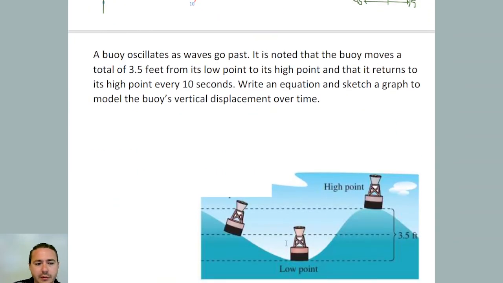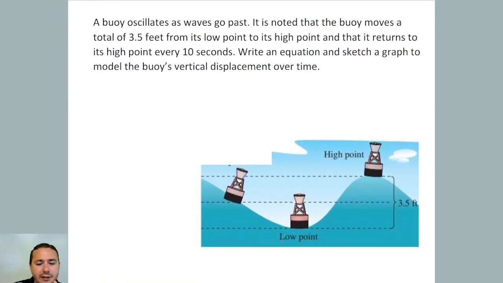All right, last one. We have a buoy that oscillates as waves go past. You can see that this is going to be modeled by a sinusoidal function. It says it is noted that the buoy moves a total of 3.5 feet from its low point to its high point. Okay, so the amplitude here is going to be half that. So we're going to call this 0, and we're going to call this 1.75 as our maximum displacement, and then our negative displacement would be negative 1.75.